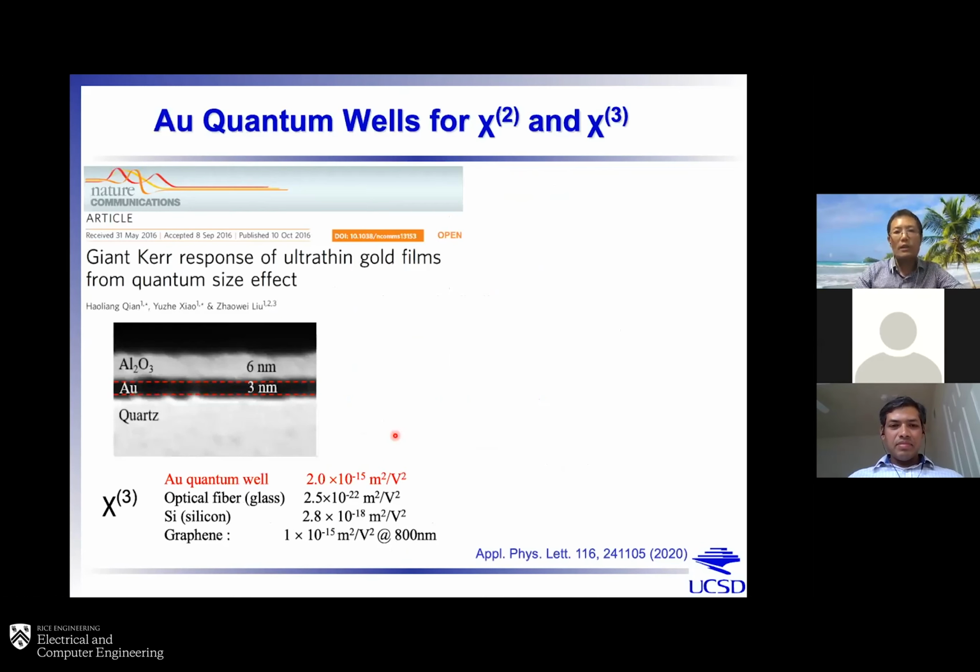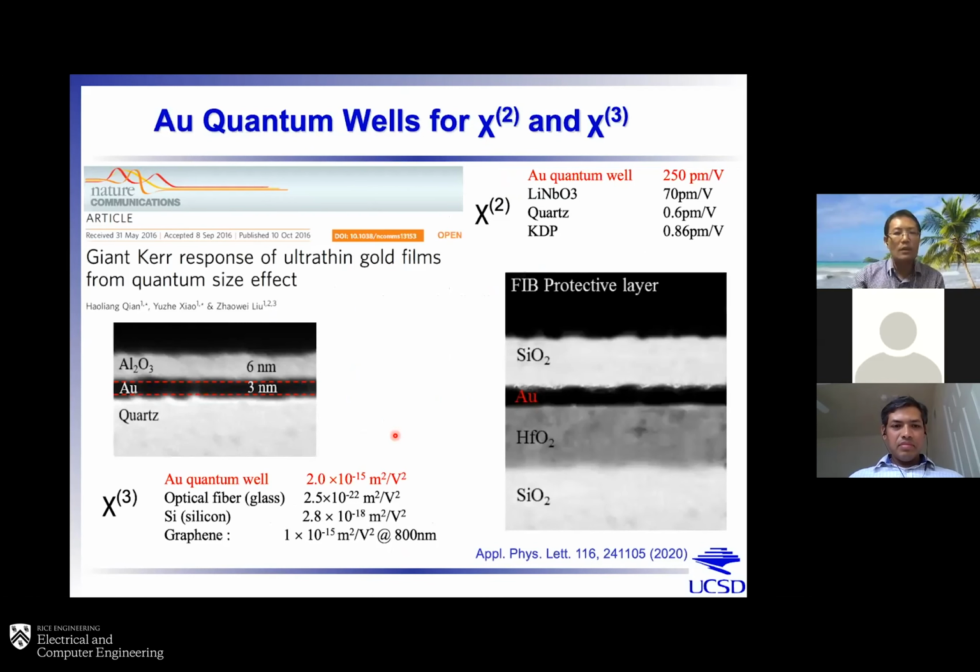Okay, so now let's take a look at what kind of chi2 and chi3 this material can give you. In gold we get a chi3 of about 2 times 10 to the negative 15, and this number is about 5 orders higher than bulk gold. Okay, just because you make it very, very thin, and this is among the highest possible chi3 of all materials, and this can be even higher than graphene.